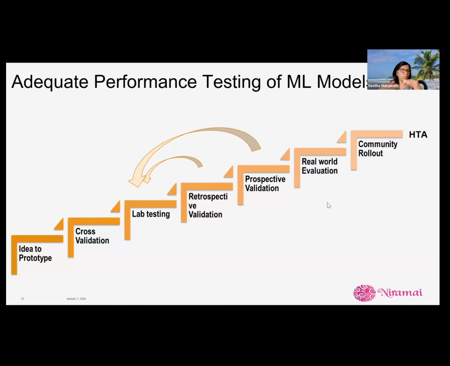And then again, you check how well the intended users are using it for the intended use. Then the community rollout. If you roll out in the community, what is the end user experience? What did the user like? And are there some changes needed, etc.? Everywhere you can come back and modify the model, modify the product, etc.